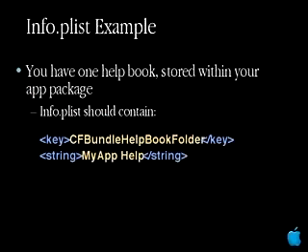Okay. The example of the simplest case, and the case that we hope you'll adopt since it'll be less error prone for you and great for our users because it's simple. If you have one help book and it's stored within your app bundle, again, your Info.plist should contain the key CFBundleHelpBookFolder, and the string of the folder name that your help is stored in within your app bundle.